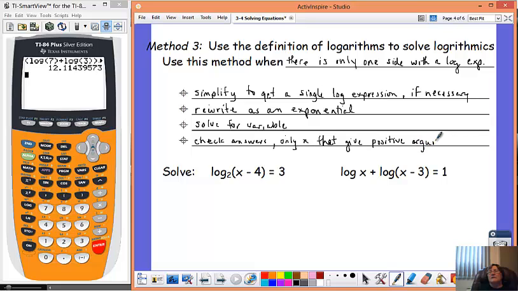And the argument is not somebody that's trying to pick a fight. Argument is this part of the log expression.